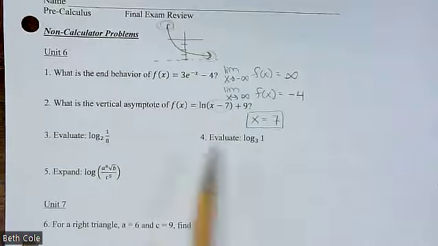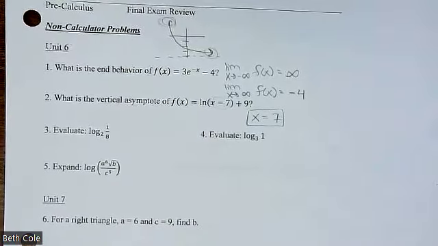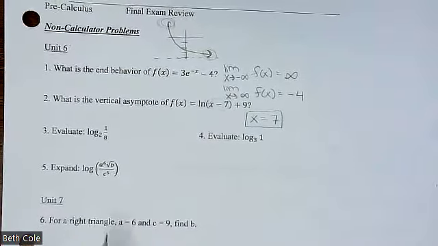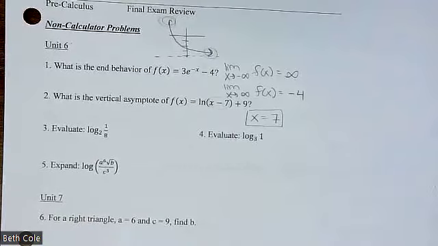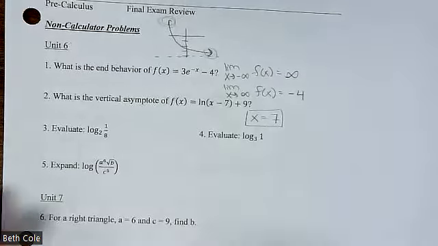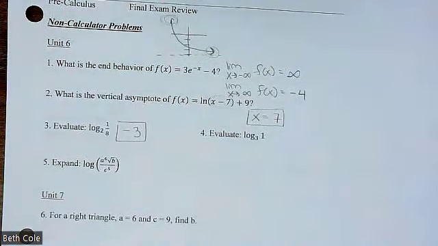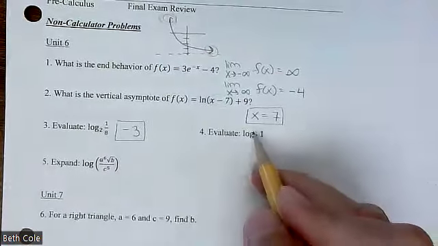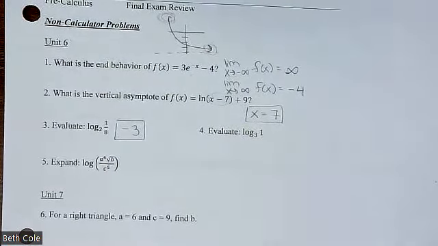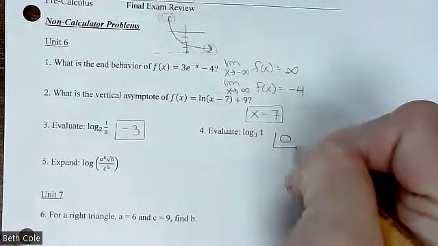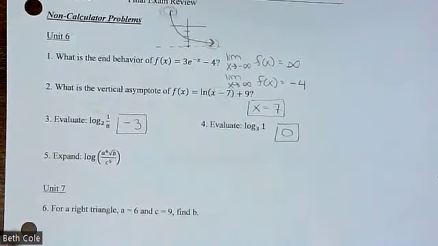These were the Quizlet things that we did. Do you remember that? We did it like a million times. This is 2 to what power gives you 1/8? What is it? -3. 2 cubed is 8, but why is it -3? Because it's flipped. All right, how about this one? 3 to what power gives you 1? 0. Anything to the 0 power gives you 1.